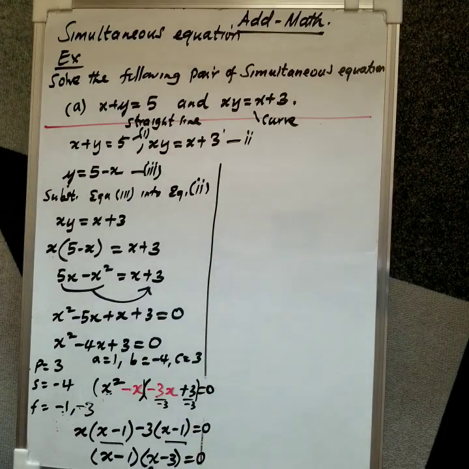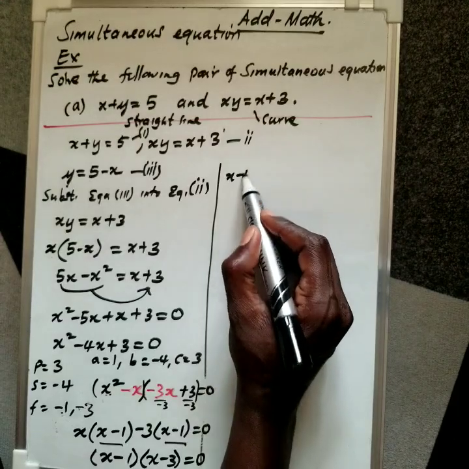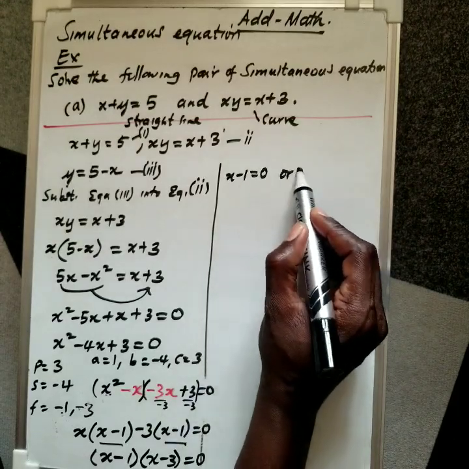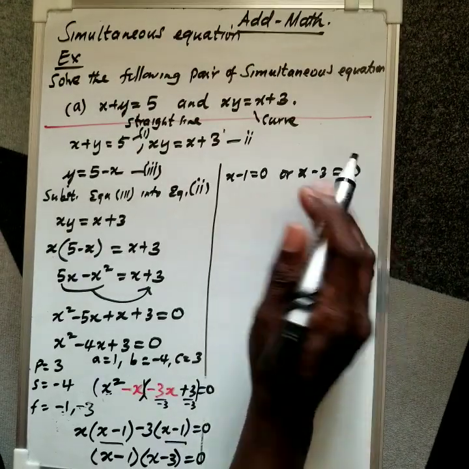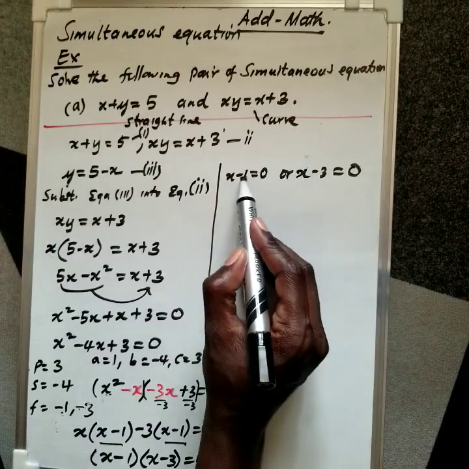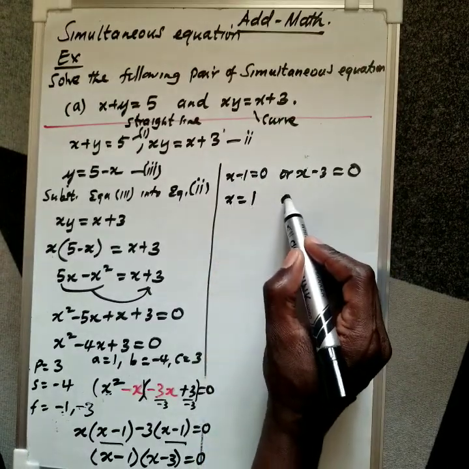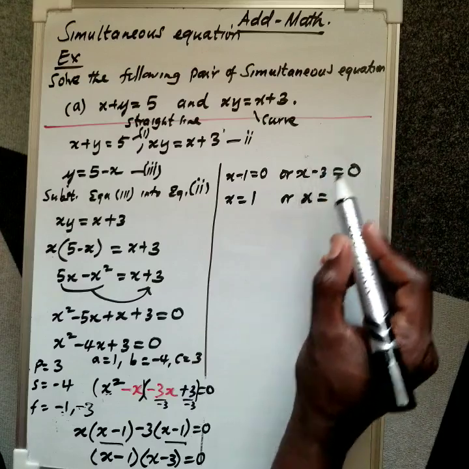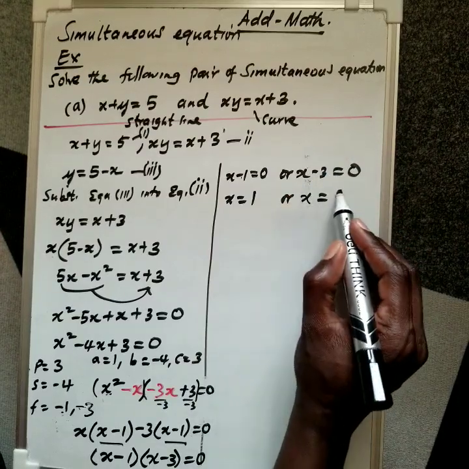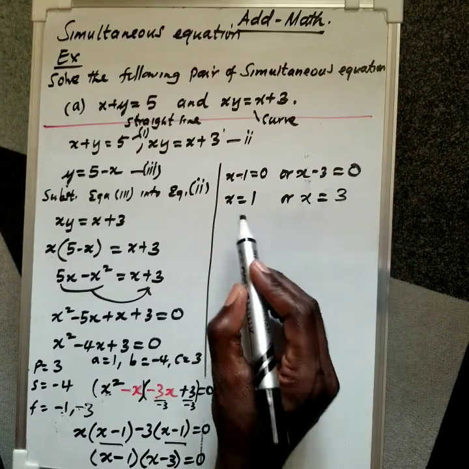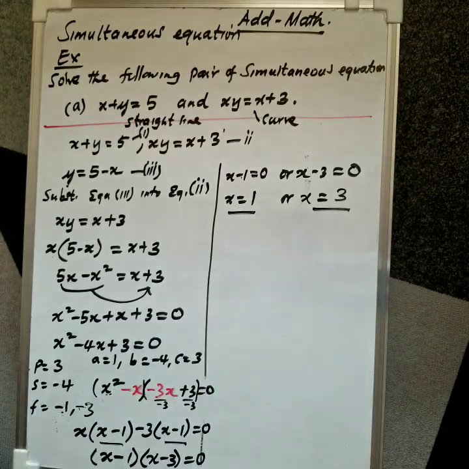So let's equate each bracket to 0 so that we can solve for x. So it will be x minus 1 is equal to 0, or x minus 3 is equal to 0. When negative 1 crosses the equal sign it becomes a positive 1, or x, when the negative 3 crosses the equal sign it becomes a positive 3. So these are the values of x that you're having.